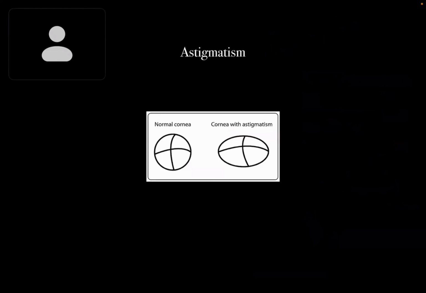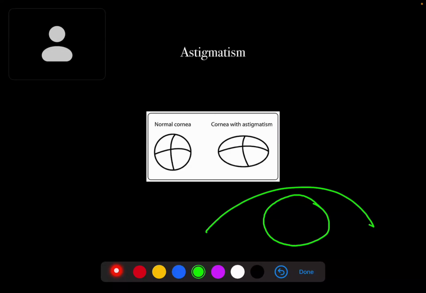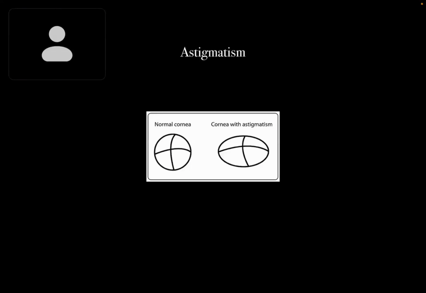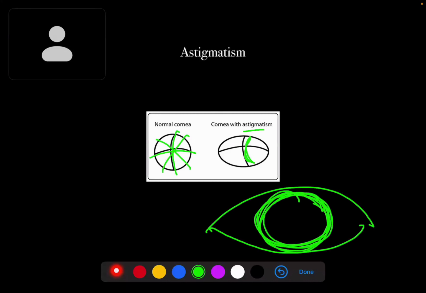Then astigmatism is where the cornea is not regular. If you look at the eye, the cornea should look like a part of a ball, like a tennis ball, very circular. Then all curvatures are equal, symmetrical. But in astigmatism, it is like a rubber ball. You can see this curvature is shorter, this is longer. Therefore, it is not regular.